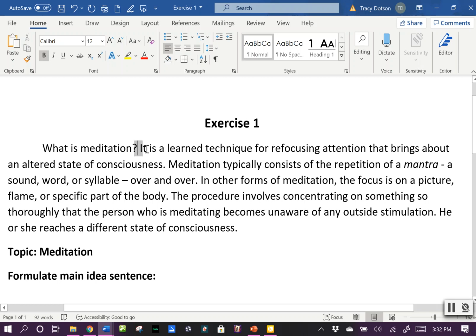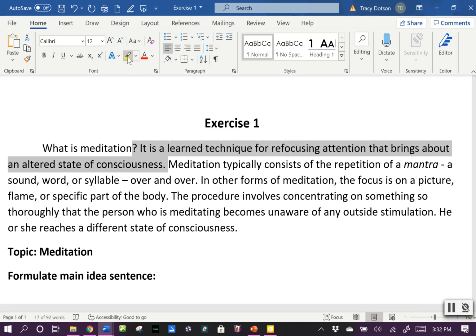And we have that sentence, and it's right here. The second sentence here after the question. It says, "It is a learned technique for refocusing attention that brings about an altered state of consciousness." Now, there's one thing missing from this. Do we know what learned technique we're talking about here? No, because they use the pronoun it. Okay? So we need to replace it with our topic.